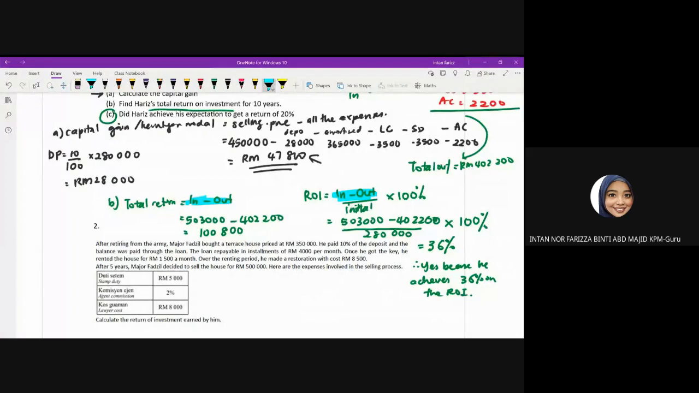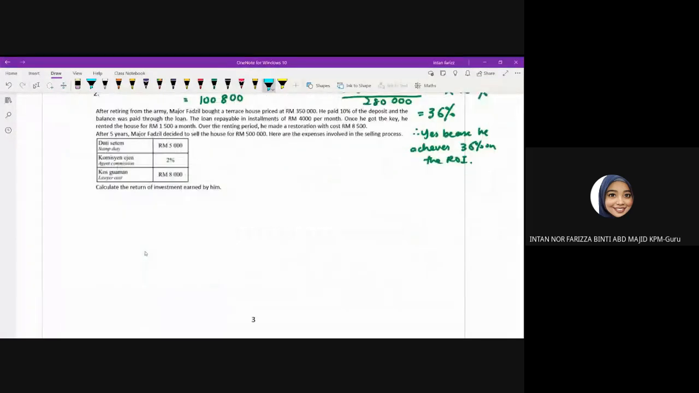Okay, jom kita buat sama-sama. For the next question kita kena express sikit sebab I takut tak sempat. Okay, next. Same thing. After retiring from the army, Major Fazil bought a terrace house priced at 350,000. Okay, you read the question first. Sekejap, I nak buat to sneeze.